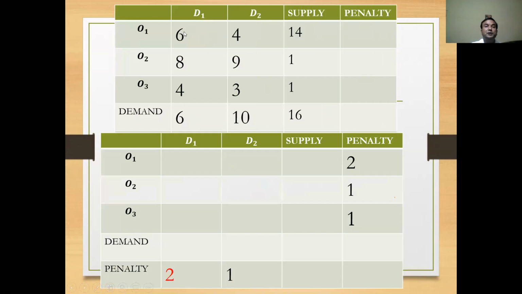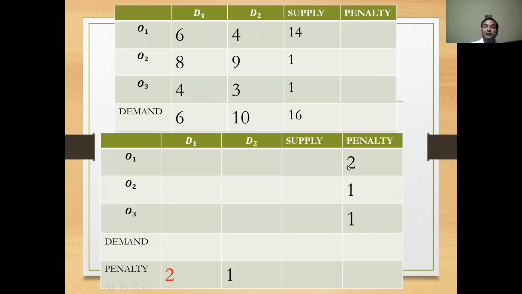Penalty, there are two costs only, 6 and 4. Definitely the difference between 6 and 4 is 2. This is the penalty here. And 8 and 9 penalty is 1. 4 and 3 penalty is again 1. Again 6 and 4 penalty is 2. 4 and 3 penalty is 1.